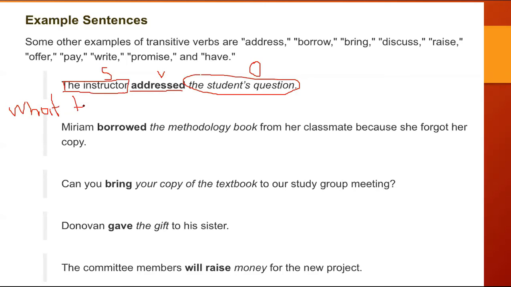What plus our subject plus our verb. So what the instructor addressed, the student question. That's the way you know that it is a transitive verb. So we're gonna put here a majority.